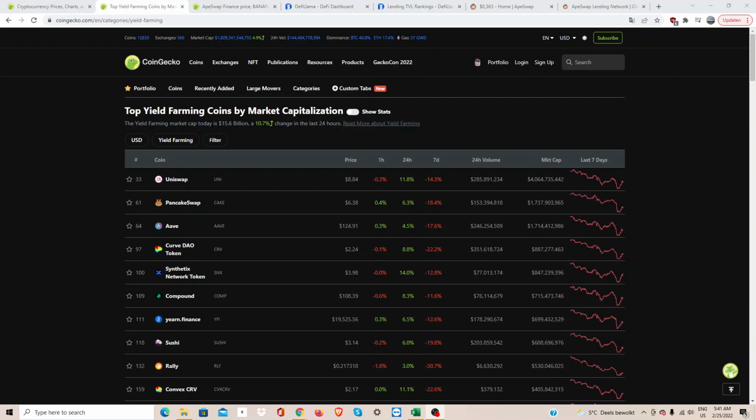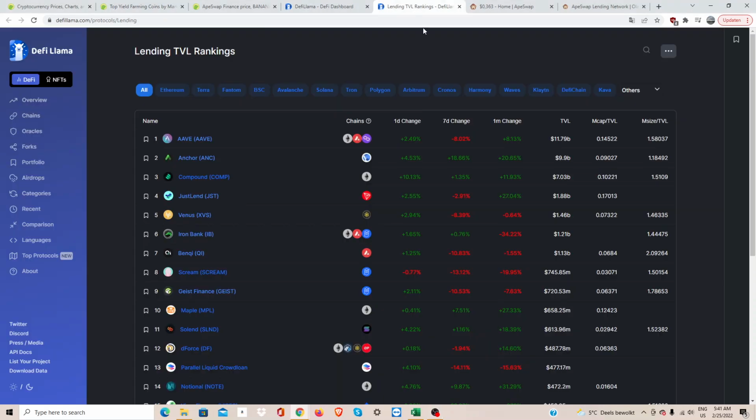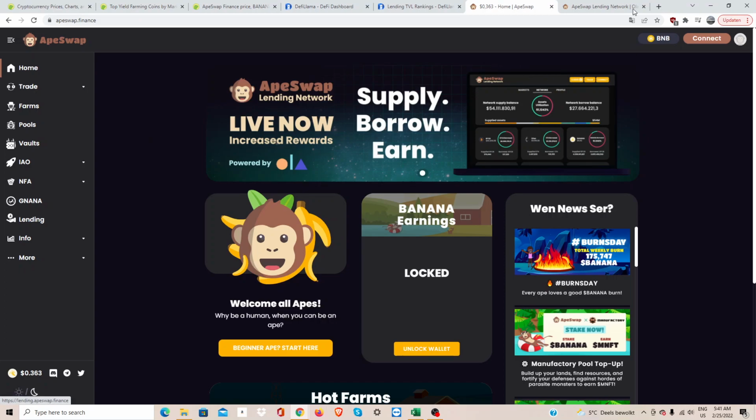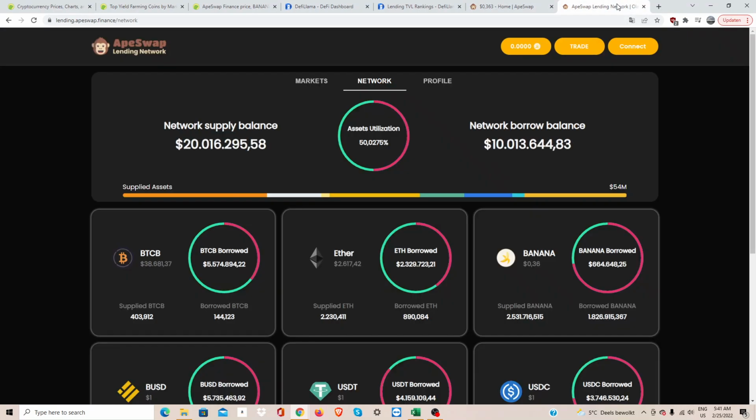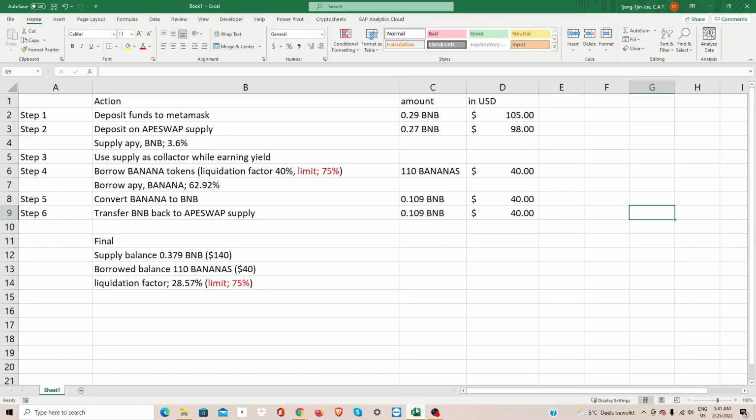In this video, we're going to talk about how to short yield-forming coins. In this example, I'm going to show you how to research it, how to find the potential coins to short, and an example of what I did with APESWAP. I simply borrowed money off APESWAP and sold it and converted it to another coin, etc. And I also made an Excel sheet to go step by step through what I did exactly.